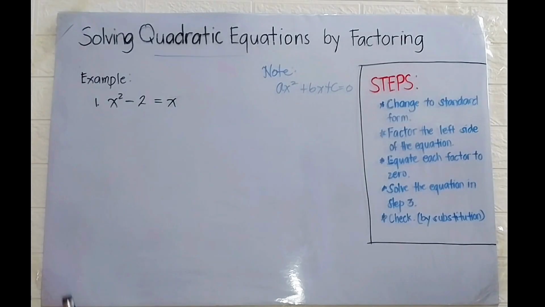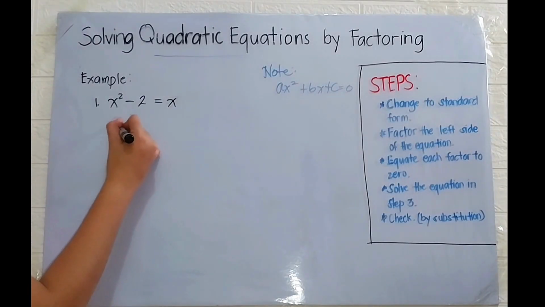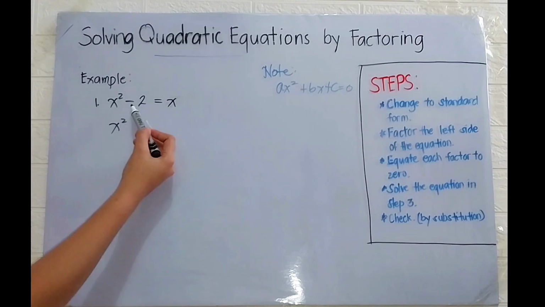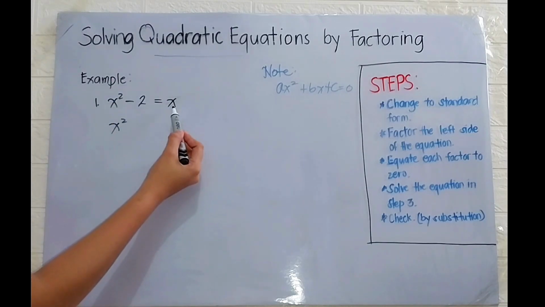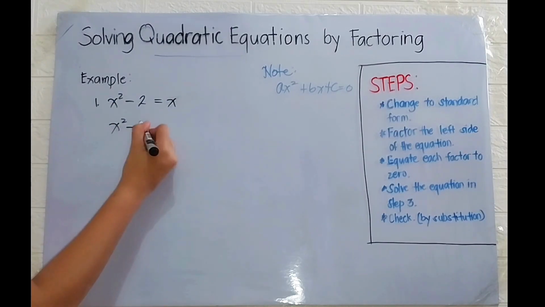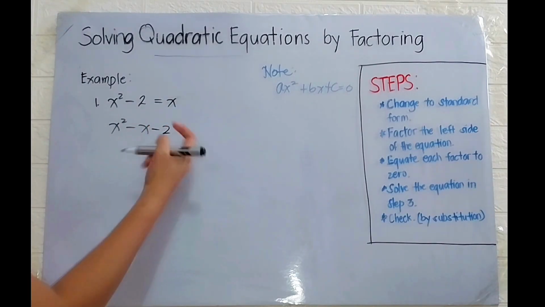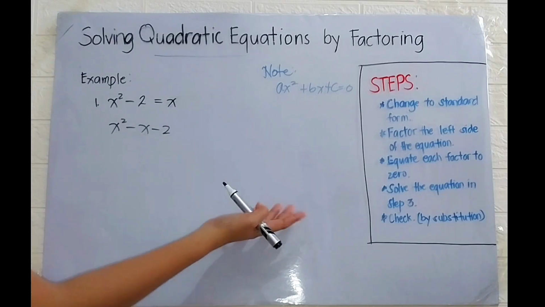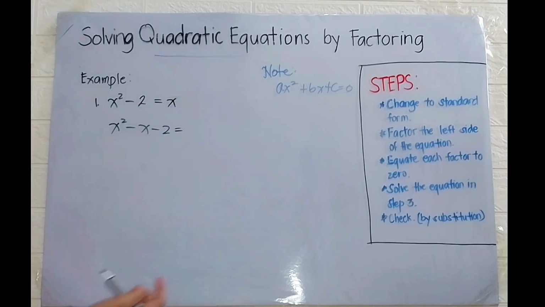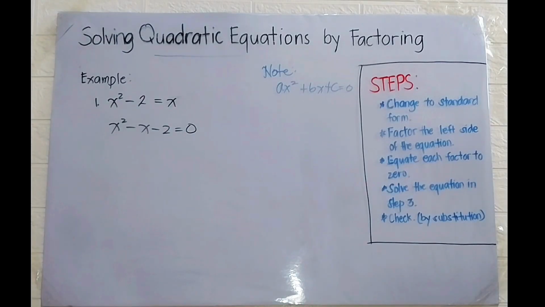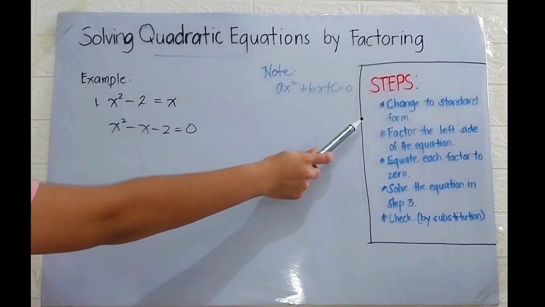So using the addition property of equality, it will become x squared. I-arrange na po natin siya. So I will write x first before the negative 2. From positive x, it will become negative x using the addition property of equality. And then the negative 2, since wala nang other variables on the side, and using the addition property of equality, it will become 0. So our equation is x squared minus x minus 2 equals 0. We're done with the first step, change to standard form.